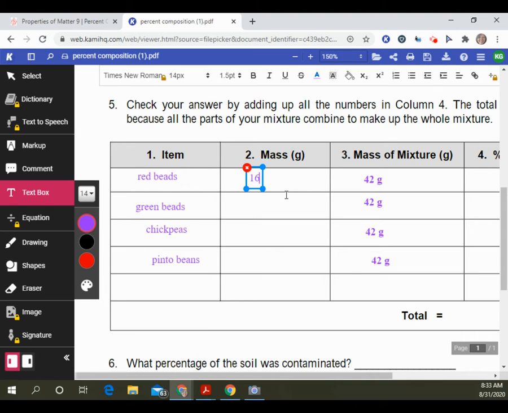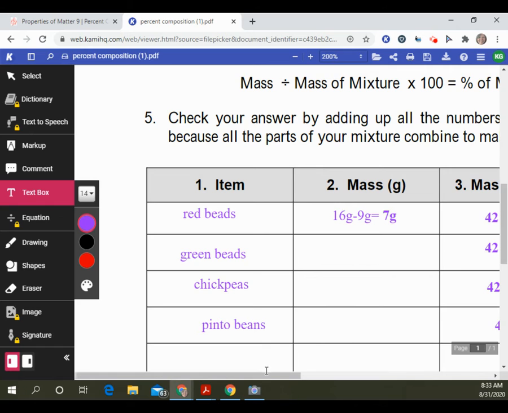So in my data table, I'm going to go ahead and mark that. I'm going to put 16 grams minus the 9 grams, which was the cup, equals 7 grams. That's the mass of the red beads. Let me make that a little bigger so you can see the words, the numbers.